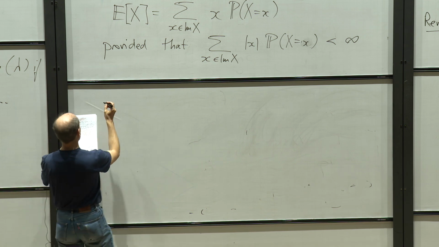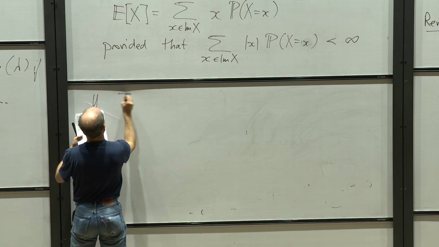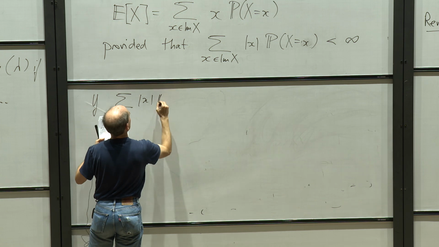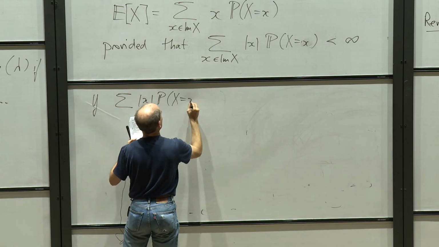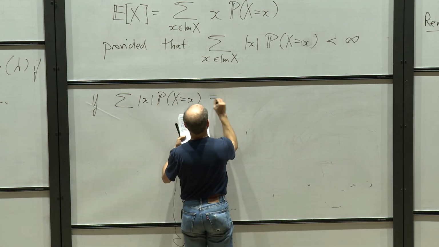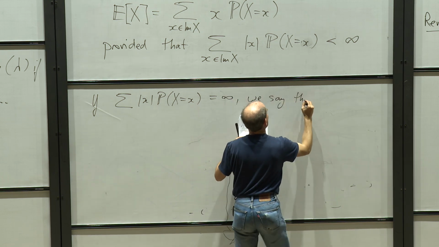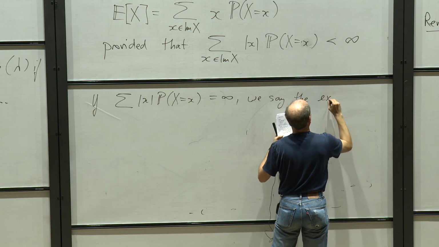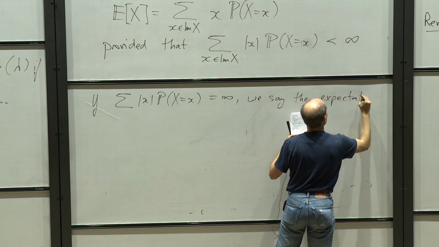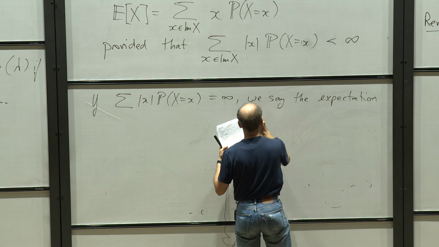And then we should just add: if the series of those absolute values of x multiplied into the probability that X equals x is infinite, we say the expectation does not exist.